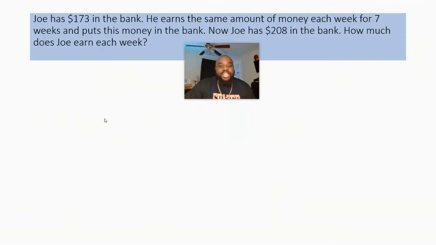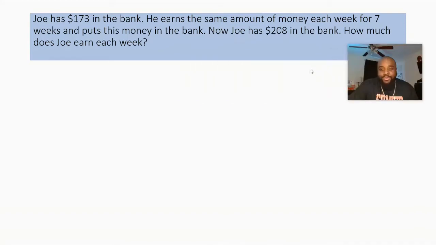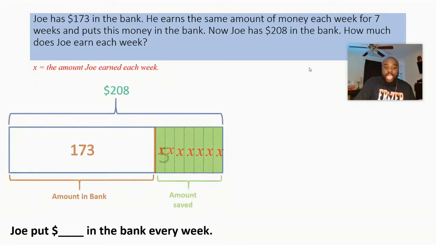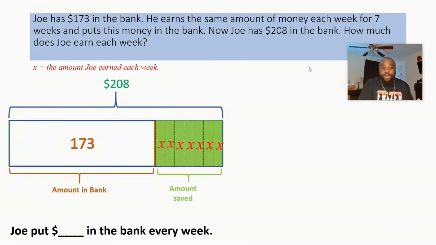All right, moving along. Let's check out our next problem. I'm going to slide over here. Hopefully I won't be in the way. So remember our cousin Joe. Joe had $173 in the bank in the beginning. And then at the end of 7 weeks, he now had $208. And we were trying to figure out how much money he saved each week. Y'all remember doing that one? Well, here's the tape diagram that we came up with. And we did our part, part, whole.